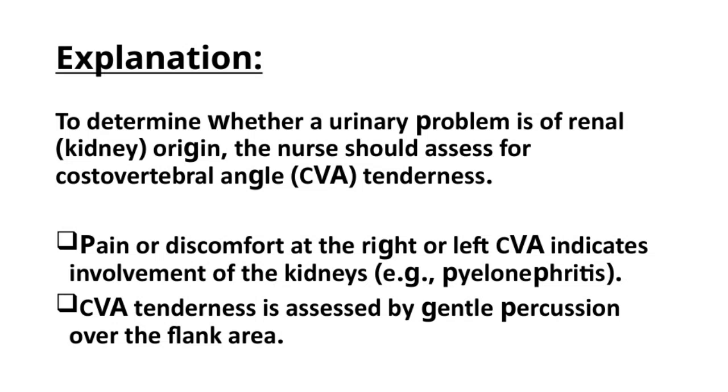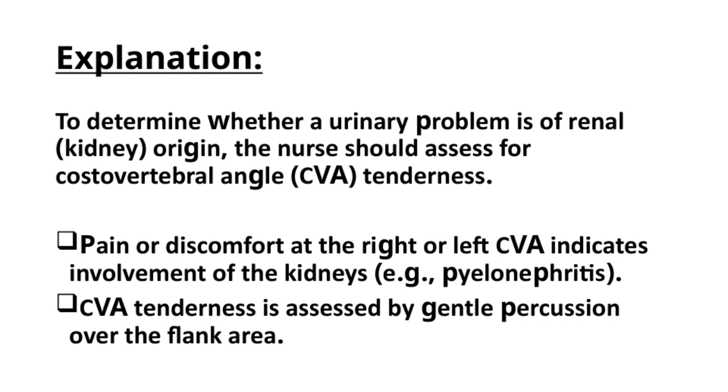To determine whether a urinary problem is of renal or kidney origin, the nurse should assess for costovertebral angle tenderness. This is an important step because pain or discomfort at the right or left CVA can indicate that the kidneys are involved, such as in cases of pyelonephritis. To check for this tenderness, the nurse gently percusses over the flank area, which is located roughly at the back and sides just below the rib cage. This method helps us identify if there's any inflammation or tenderness in the kidneys.